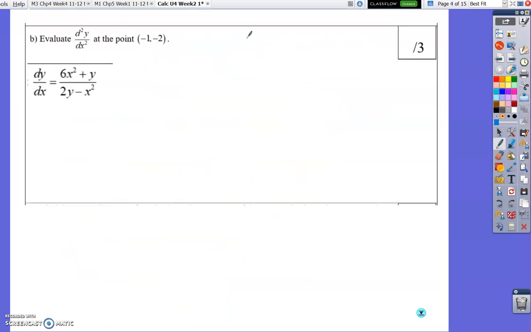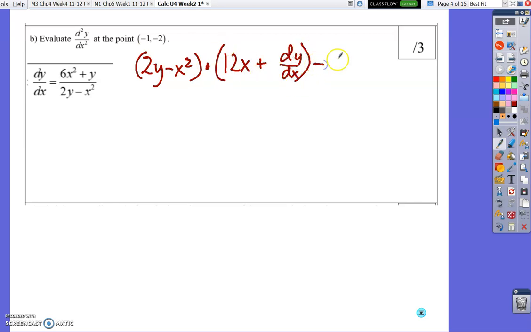But as we move forward, we're going to take the second derivative of this one, just to be consistent, just to save ourselves some trouble. So we're going to go ahead and take the derivative of this using the quotient rule. So we've got low, 2y minus x squared, make sure it's in parentheses, d high, 12x plus dy dx, make sure that's in parentheses, minus high d low, again in parentheses, derivative of the bottom, 2 dy dx.